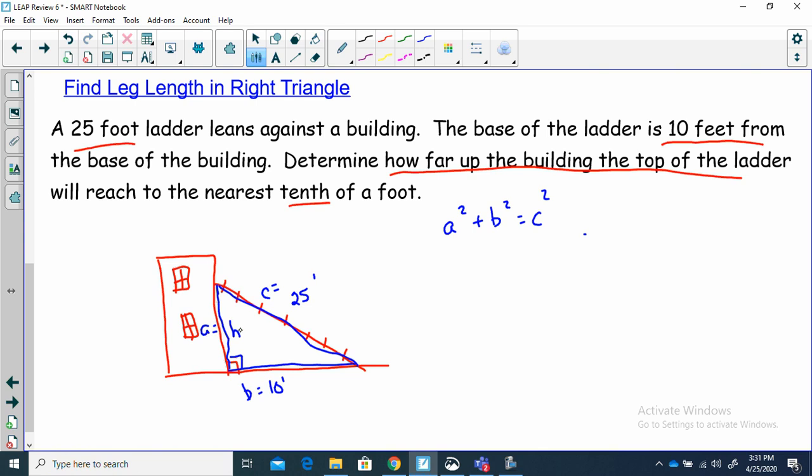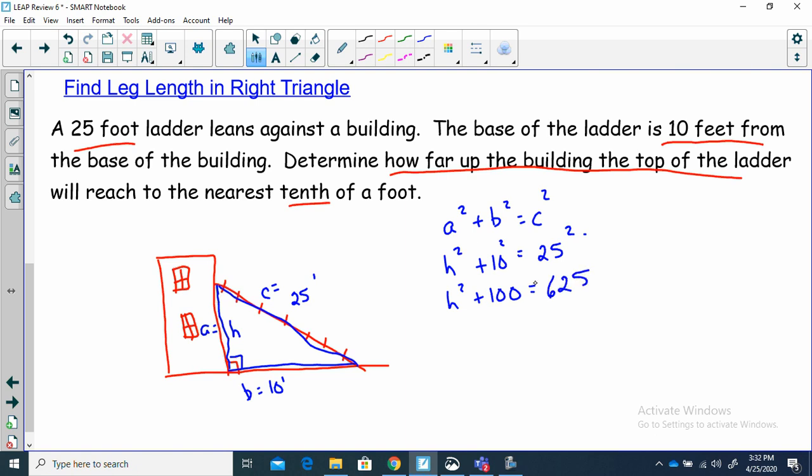Now let's substitute. I've said a is h, so I'm going to substitute h in for a. b is 10, so I'm going to substitute 10 in for b. c is 25, so I'm going to substitute 25 in for c. Now let's simply solve for h. Let's leave h squared alone. 10 squared is 100. 25 squared, use your calculator, 25 times itself is 625.